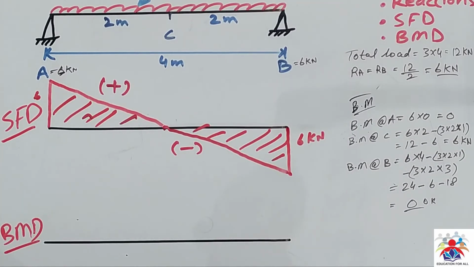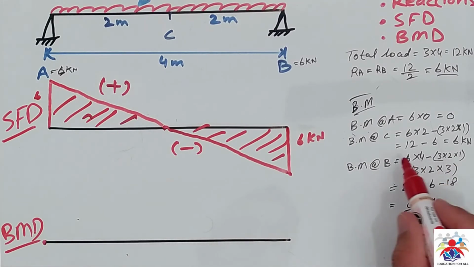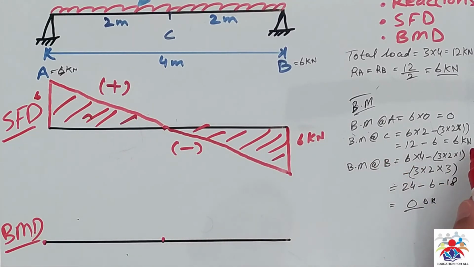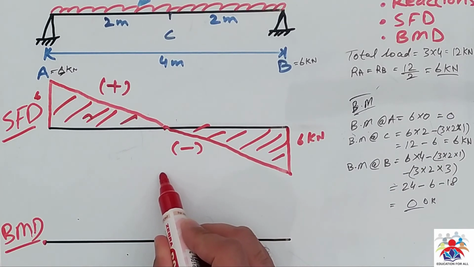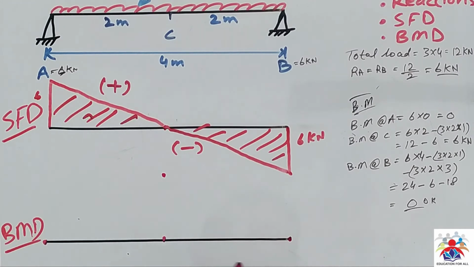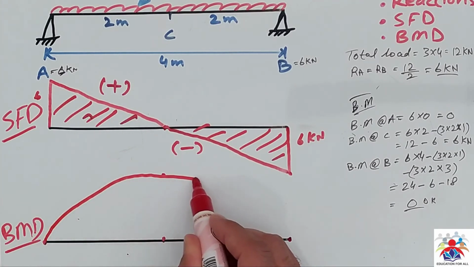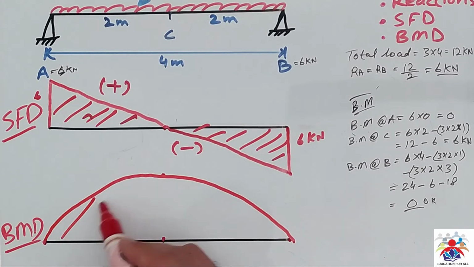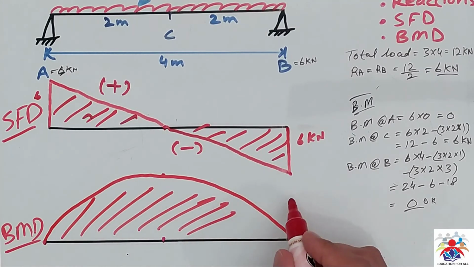On the basis of these numbers we can draw our bending moment diagram. At point A it's 0, at point C, which is in the middle of our beam, it is positive 6, so it will go somewhere up here, and at point B we have 0. Now while drawing a bending moment diagram for a beam having UDL, the type of line we will use is a curved line. I will draw it something like that. That's how you can draw your bending moment diagram for this type of beam.